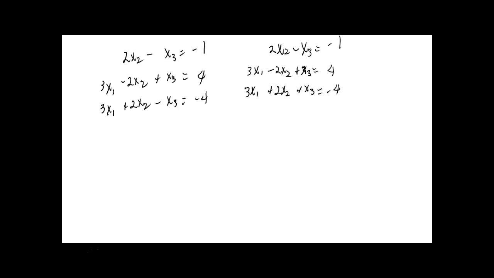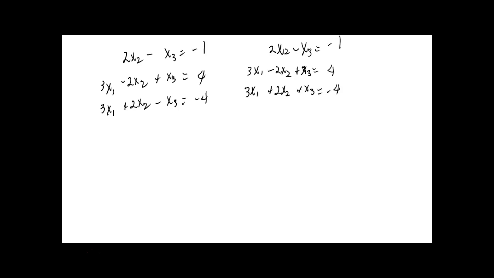Okay. Your type of reasoning is pretty good. However, I don't think that's it. If you were to add these two rows together, you get 6x sub 1 is equal to 0. Well, that's okay. x sub 1 can be 0. There's nothing wrong with that.